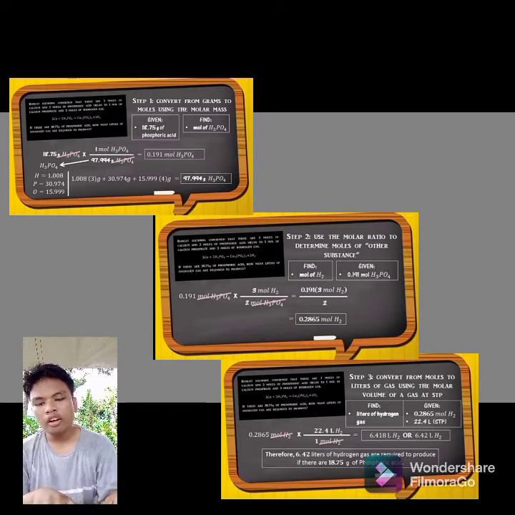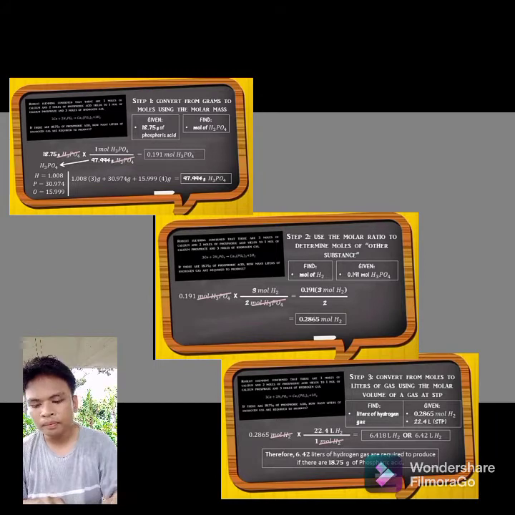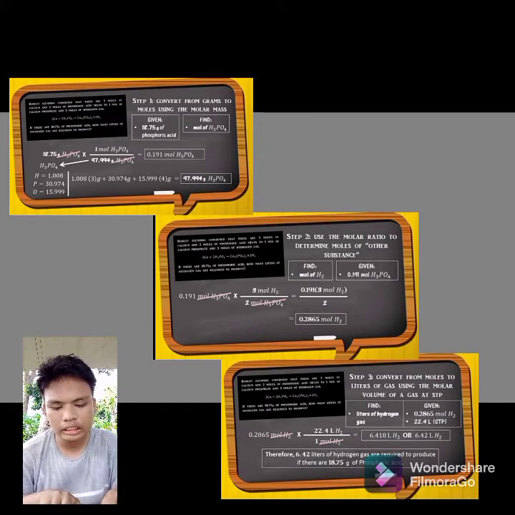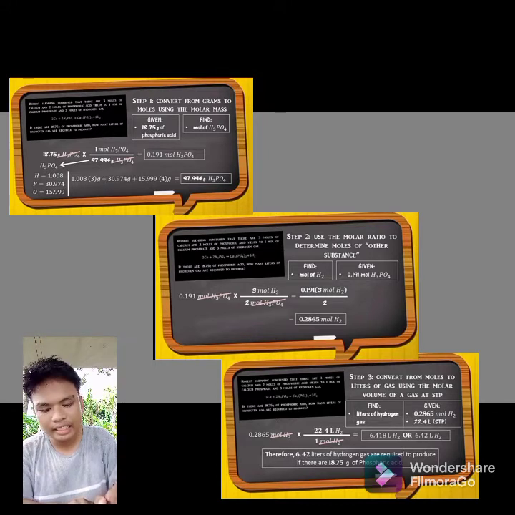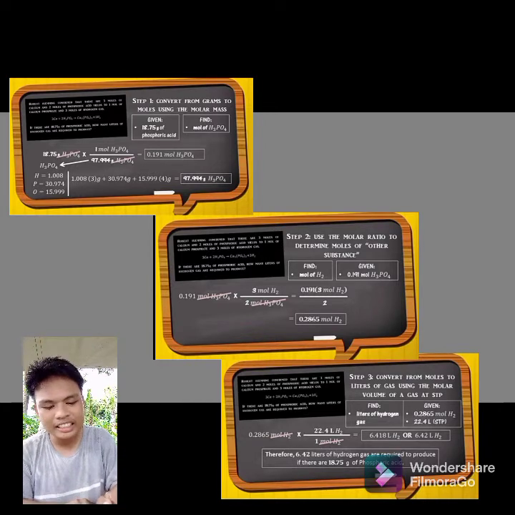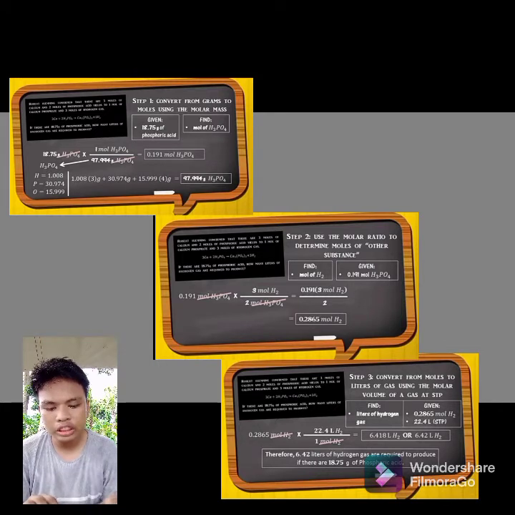For the third step, convert from moles to liters of gas using the molar volume of a gas at STP. So 0.2865 moles of hydrogen gas times 22.4 liters of hydrogen gas divided by 1 mole of hydrogen gas equals, so we need to cancel. So the total is 6.418 liters of hydrogen gas or 6.42 liters of hydrogen gas. Therefore, 6.42 liters of hydrogen gas are required if there are 18.75 grams of phosphoric acid.